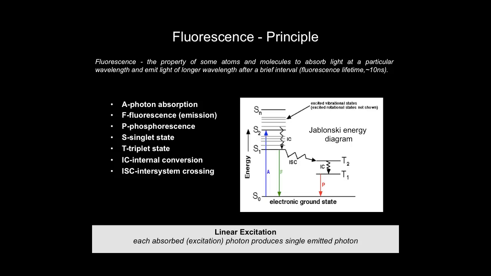It's important to keep in mind that the fluorescent photon has lower energy. Lower energy means a longer wavelength. So if you excite the molecules, let's say with 400 nanometers, we expect the fluorescence spectrum to correspond to longer wavelengths, to the right of the spectrum. You expect a fluorescence spectrum to be broad because of the multitude of vibrational states involved in the process. It's a linear excitation, which means that each absorbed excitation photon produces a single emitted photon.